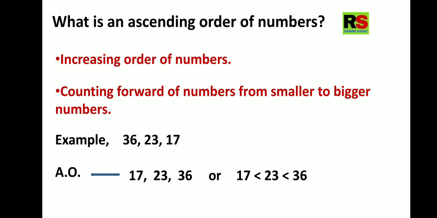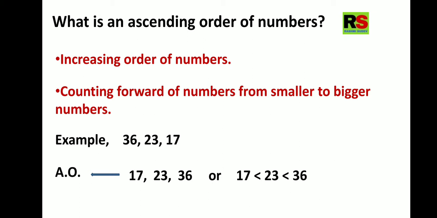So how will you write? 17 is smaller than 23. So the sign which you see is the sign of less than. You can say smaller than or less than. Both are same, but we will use the word less than, as we are using the symbol. So 17 is less than 23. 23 is less than 36. So in both ways you can write, or in both ways you can read it also.